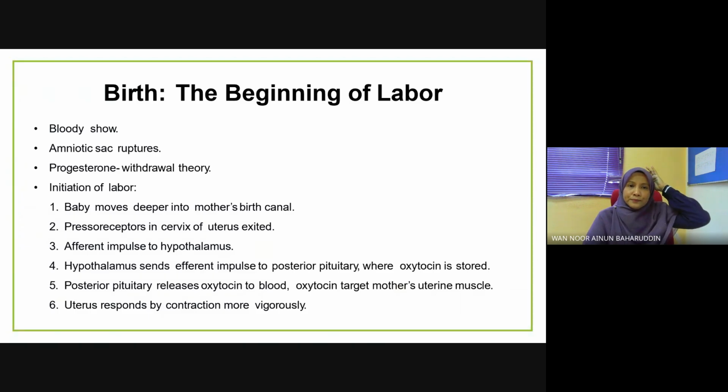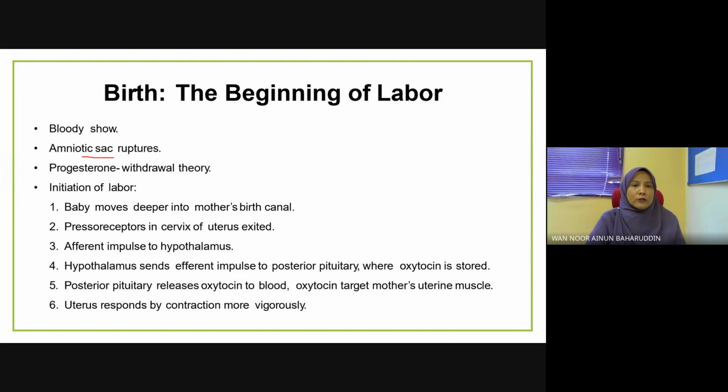Okay, so the beginning of labor starts with what we call the bloody show. Then the amniotic sac ruptures. That's why there is vaginal discharge. The amniotic fluid goes down through the vagina, and then the progesterone withdrawal theory.